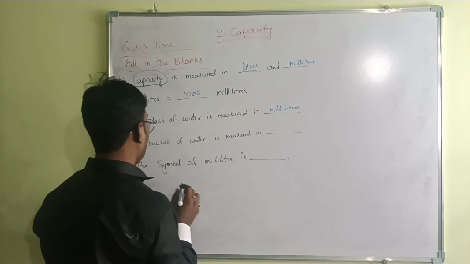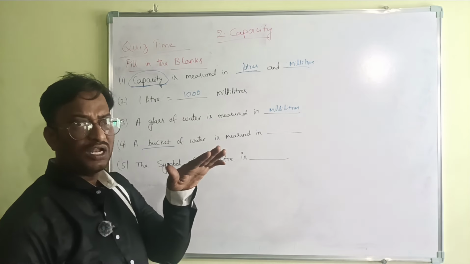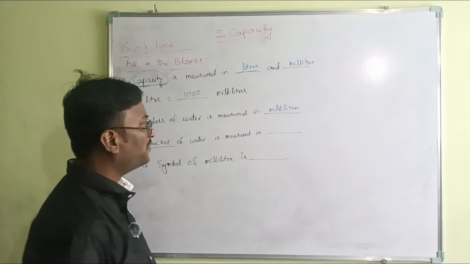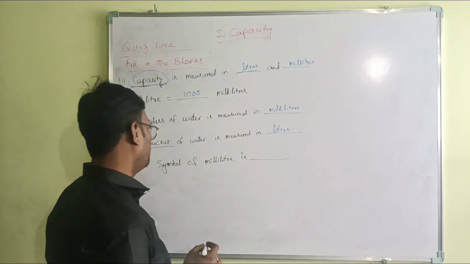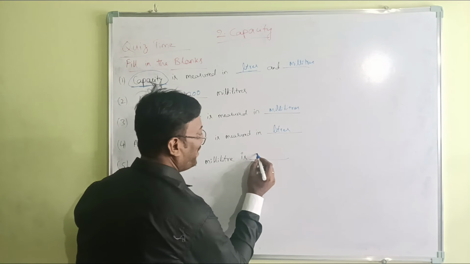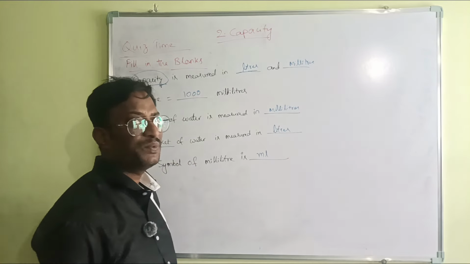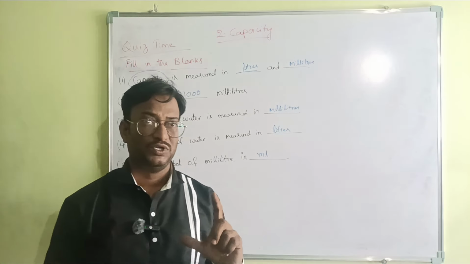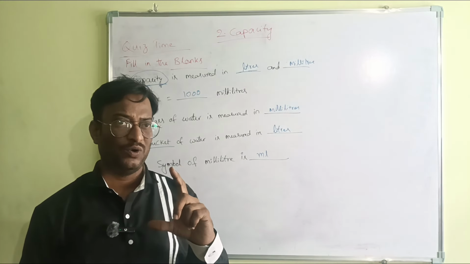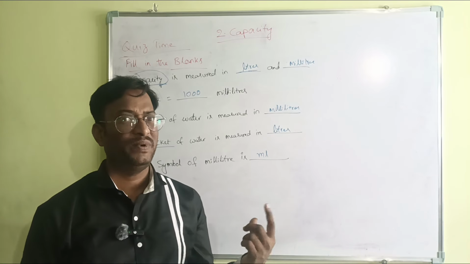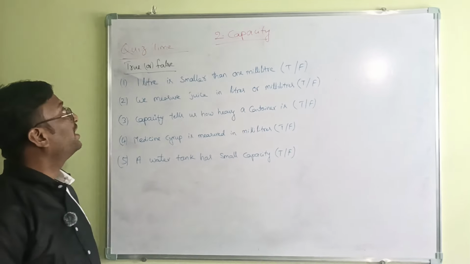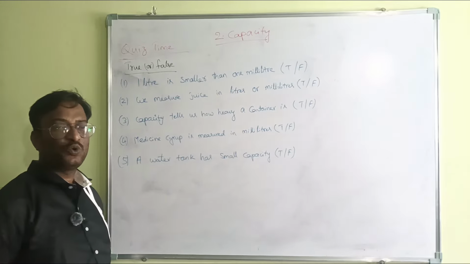Milliliters. Okay, a bucket means a large quantity of water, that can be measured in terms of liters. Okay, next one, the symbol of milliliter is ml. If you take some tonic bottle or syrups and observe carefully, you are going to have 250 ml, 500 ml, 100 ml, 50 ml, right? Good.